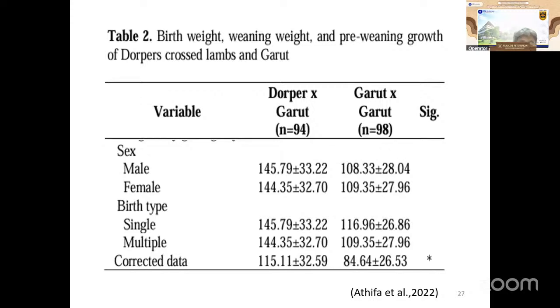And pre-weaning growth is also higher in crossbred than in Garut sheep. Here, males have 145 grams gain, and here only 108 grams.